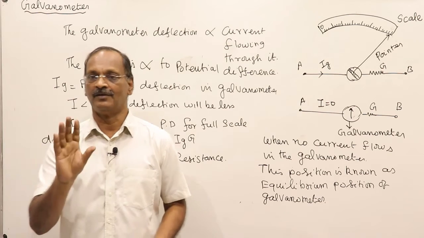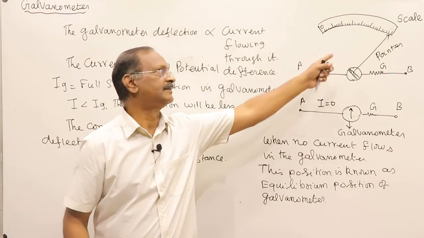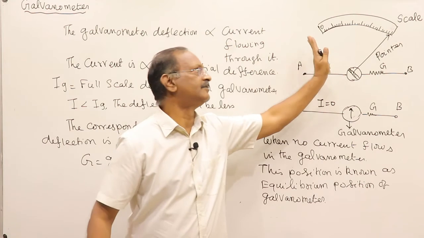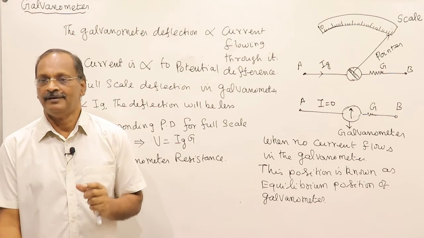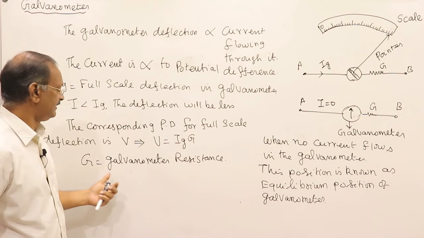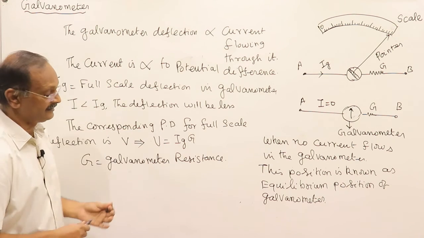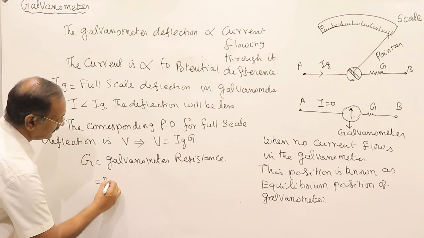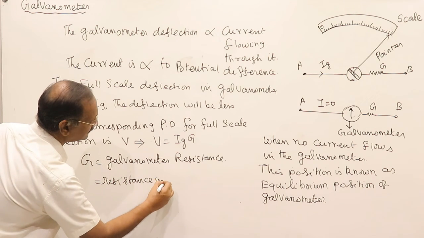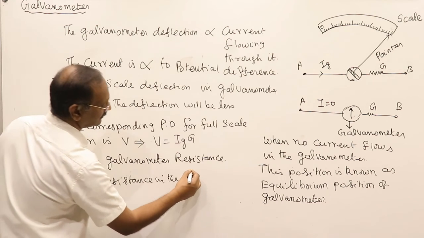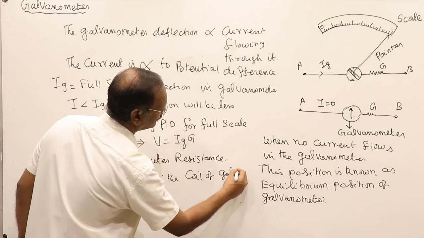Why is there a resistance in the galvanometer? The galvanometer has a coil. When the current flows through the coil, it deflects. Because of the deflection, the pointer attached to it moves on the scale. Therefore, the coil will also have resistance. That resistance is called the galvanometer resistance. That is, G is equal to the resistance in the coil of the galvanometer.